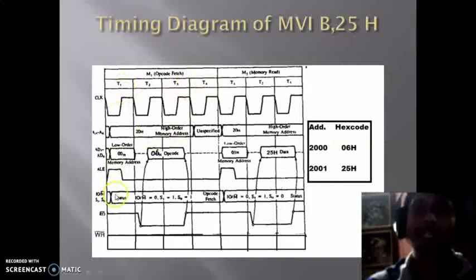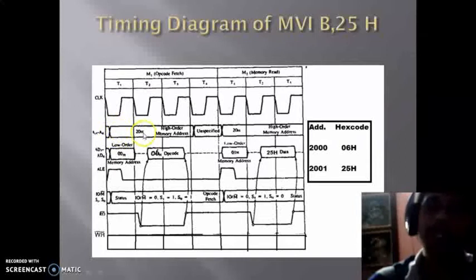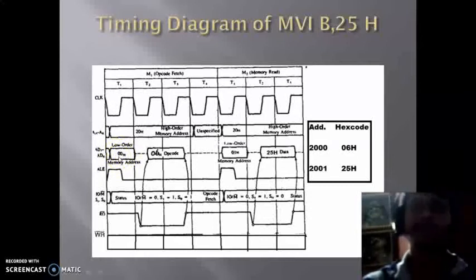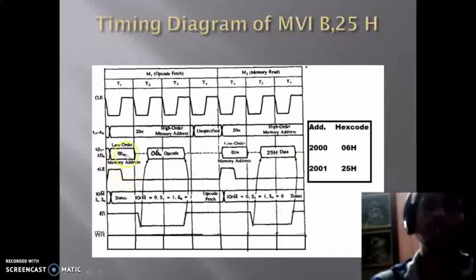In the first T state, first we need to address. So 20, the higher order address, will be placed onto the higher order address bus, and 00, the lower order address, will be placed onto the lower order address bus. At that time ALE will be high to separate the address and data bus. So now this behaves like a lower order address bus.